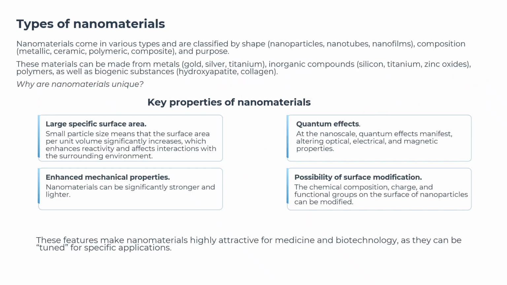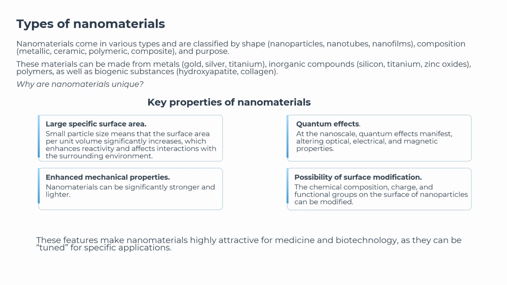Types of nanomaterials. Nanomaterials come in various types and are classified by shape: nanoparticles, nanotubes, nanofilms; by composition: metallic, ceramic, polymeric, composite; and by purpose. These materials can be made from metals: gold, silver, titanium; inorganic compounds: silicon, titanium and zinc oxides; polymers; as well as biogenic substances: hydroxyapatite, collagen.